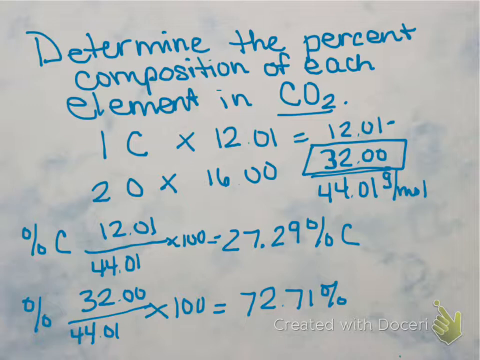Now, if I want to check this, what's a quick and easy way I can check to see if my math is right? If I add up my percentages, they should come out to be extremely close to 100. In fact, if I add up these two percentages, I get 100.000745. So there may be a little bit off in the way out decimals, but it should come out to be really close to 100.